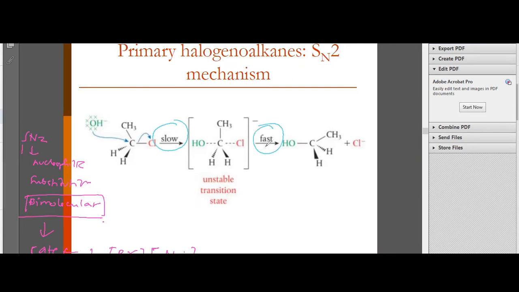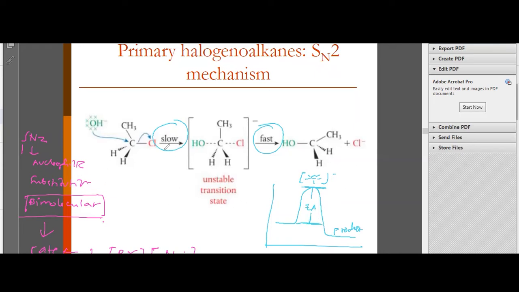Okay, if you want to draw the energy diagram, let's say this is an exothermic reaction. This is the step where the pentavalent carbon occurs, and if it has enough energy, the product will be formed. So once again, this is the slower step.